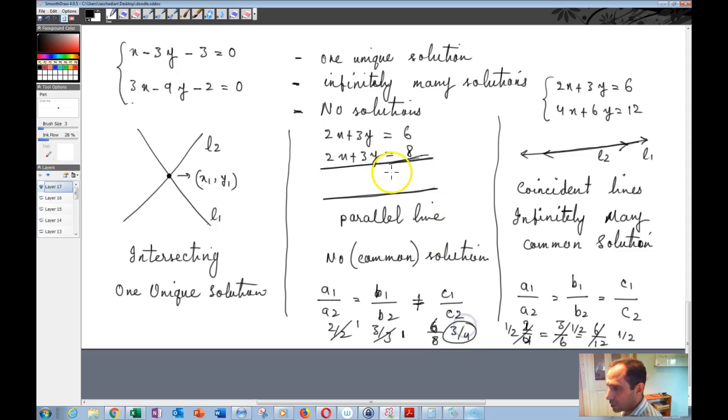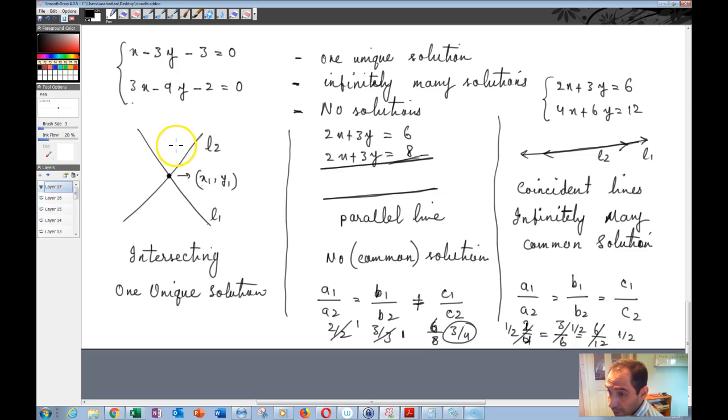So that means that the two lines are actually parallel, but they are a little bit displaced, meaning that the two lines don't lie on one another. They are a little bit far apart. And that's basically what happens when you have two parallel lines. So A1 to A2 is equal to B1 to B2, but these two ratios are not equal to C1 to C2. C1 to C2 are different. And as a result of that, the two lines are not coincident.